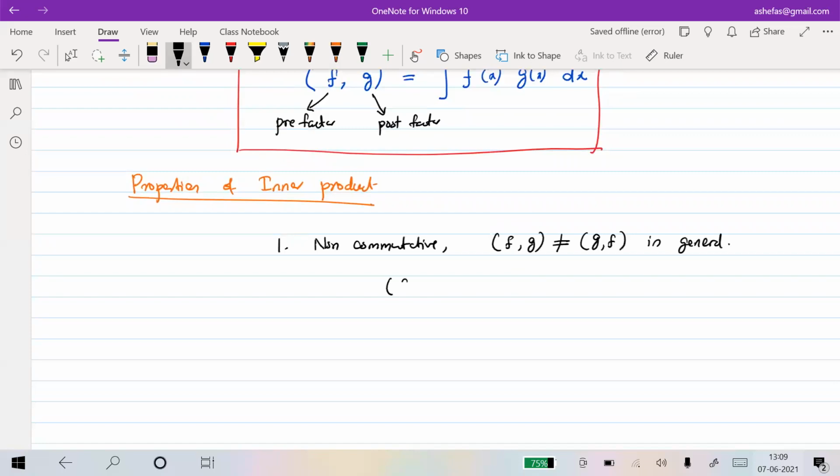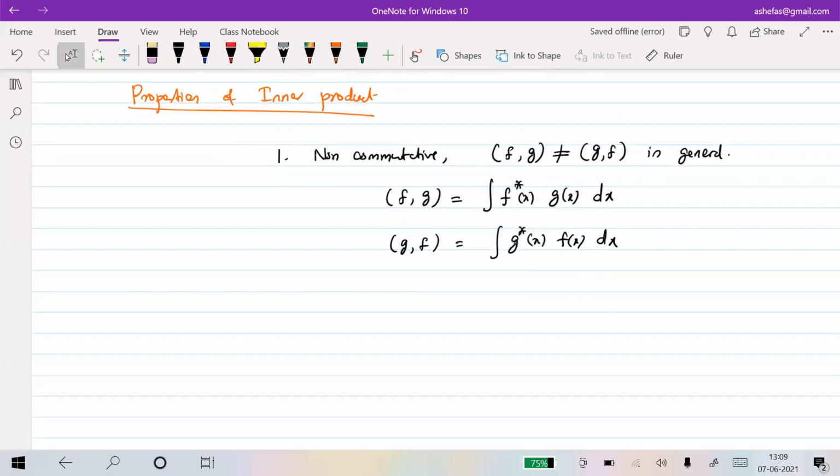What's the reason? Because if you take (f, g), it is the integral of f star of x g of x dx, and what is (g, f)? It is the integral of g star of x f of x dx. It need not be the same. But we can say that this (f, g) is equal to (g, f) complex conjugate. That is possible.